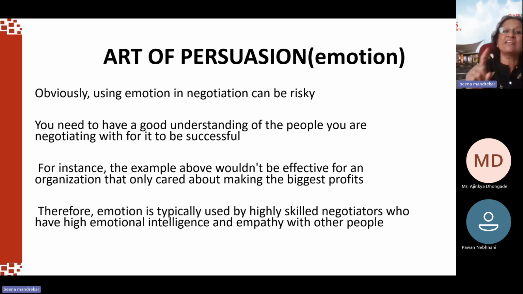You have to know that that client also is interested in charity. Otherwise, if that client is only interested in making profits, telling your story about charity is of no use to that client. Therefore, it is used by highly skillful negotiation people. They have high intelligence and empathy with other people. Such people only who are highly influential, skillful in negotiation, can use emotion as part of their persuasion. And you have to have a deep understanding of the company or the client that you are selling to.